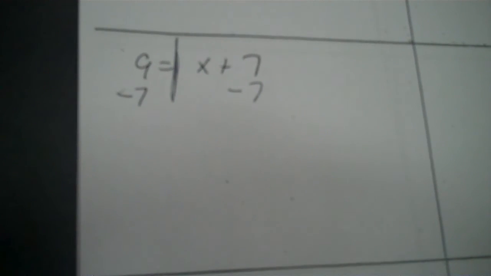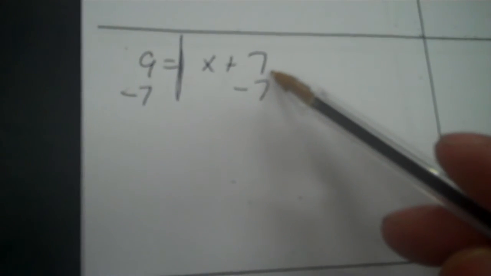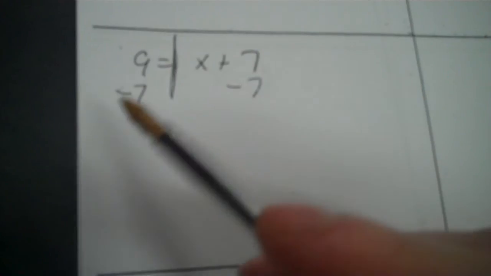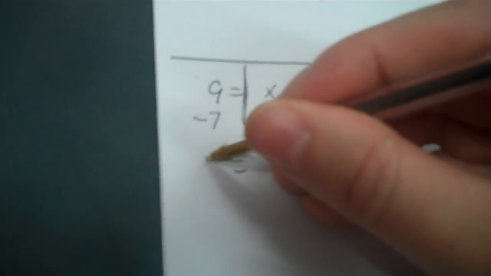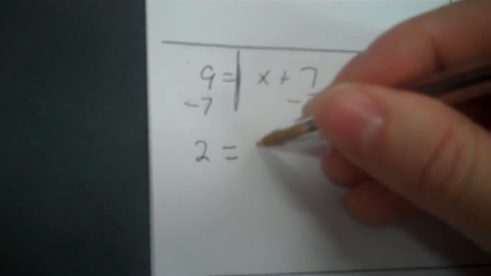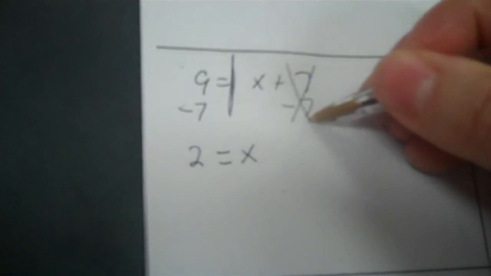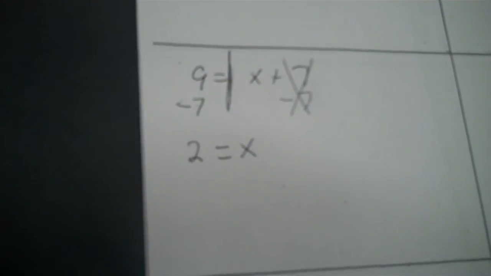It's like balancing an equation. It's like kind of weightlifting. When you take 7 pounds away from one side, you have to take it away from the other side to keep the equation balanced. So again, you drop your equals. That is vital. Over here you got 9 minus 7, that's 2, and then we have our x, and then the 7 minus 7 cancels out, so my answer is 2.